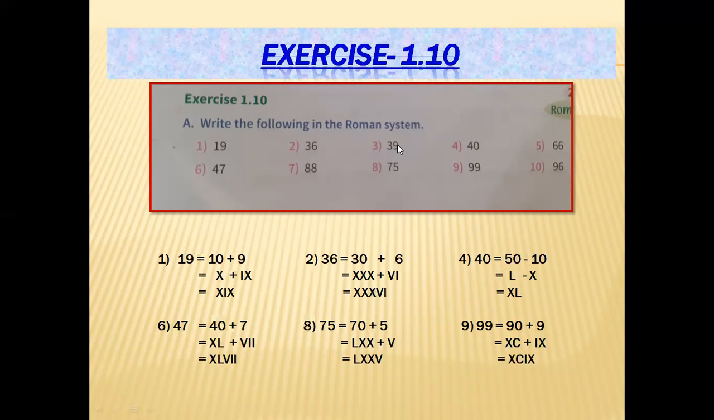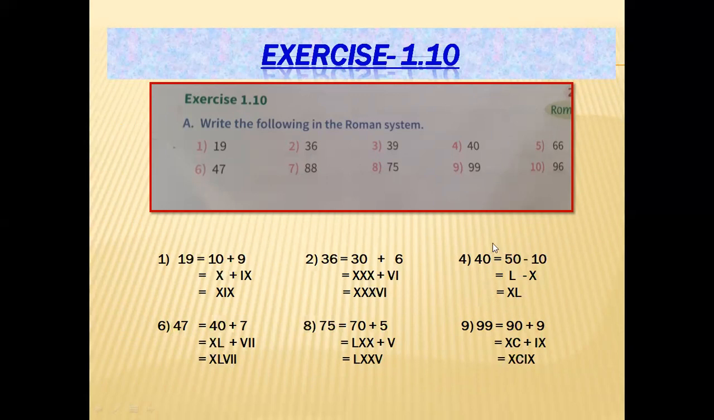Next one, third one, you have to write 39. Next, fourth one, 40. 40 equals 50 minus 10. We cannot write it like 4 times X, because this X repeats only up to 3 times. It cannot be repeated more than 3 times. So we will write it as 50 minus 10. 50 means L, 10 means X. So how can we write 40 now? XL.